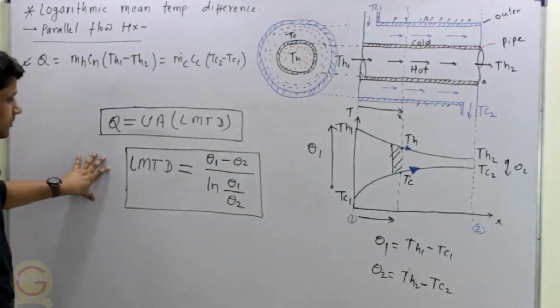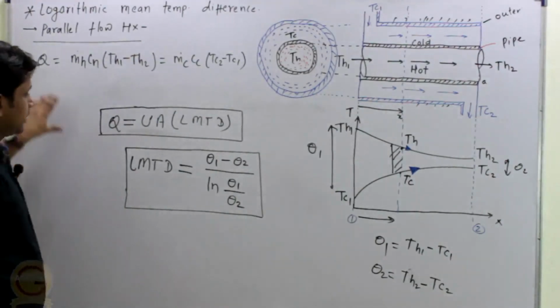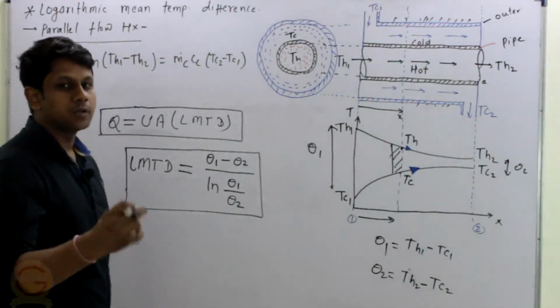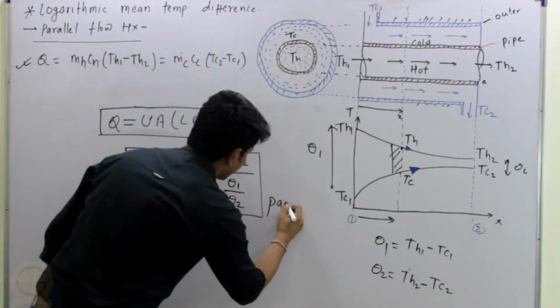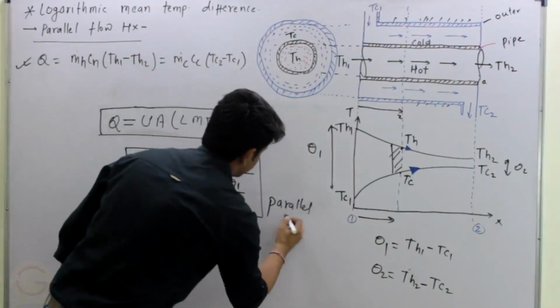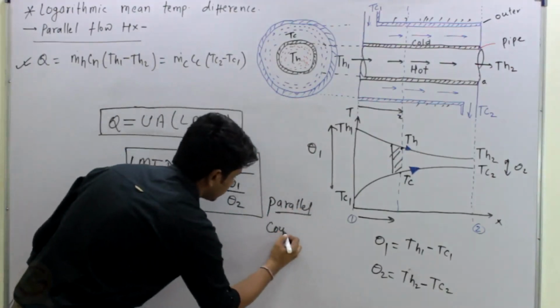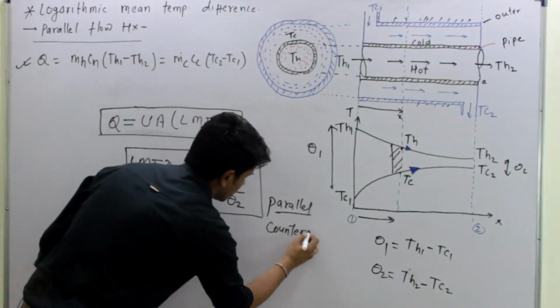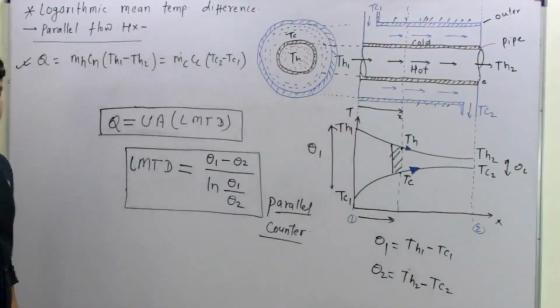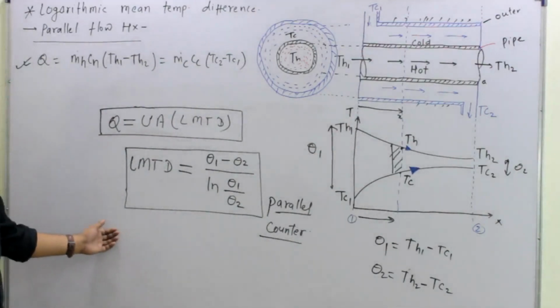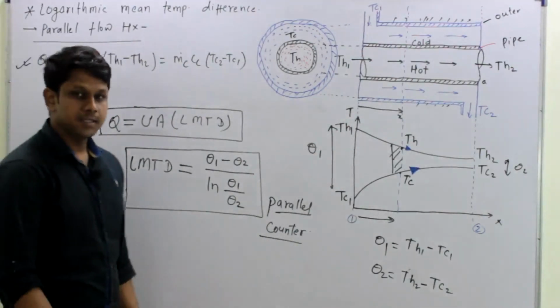And this LMTD formula is valid for parallel flow and counter flow also, right? We have derived it for parallel flow, but this same formula will be used in counter flow also. But in counter flow, just this arrangement will change. Okay, so this is all about the parallel flow. Now we will see the counter flow.